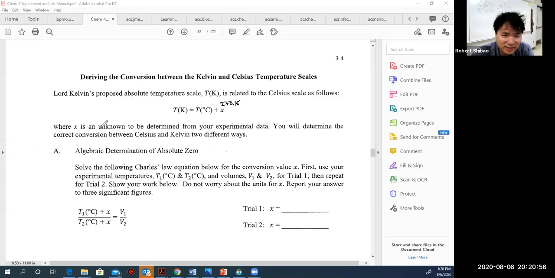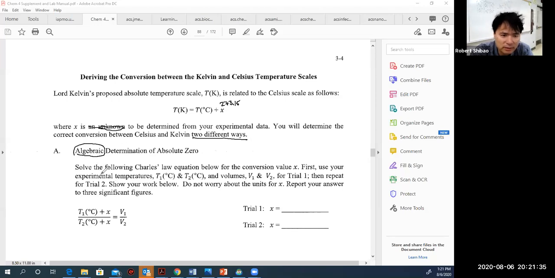X is not unknown. X is known. We know what X is. But what we're going to do is derive X experimentally. So it's known; there is no mystery. But X is to be determined from your experimental data. We're going to try to determine this 273.15 from our experimental data, and you'll see how in a minute. We're going to do it in two different ways. One is algebraic, and the second method is graphic, by graphing it.